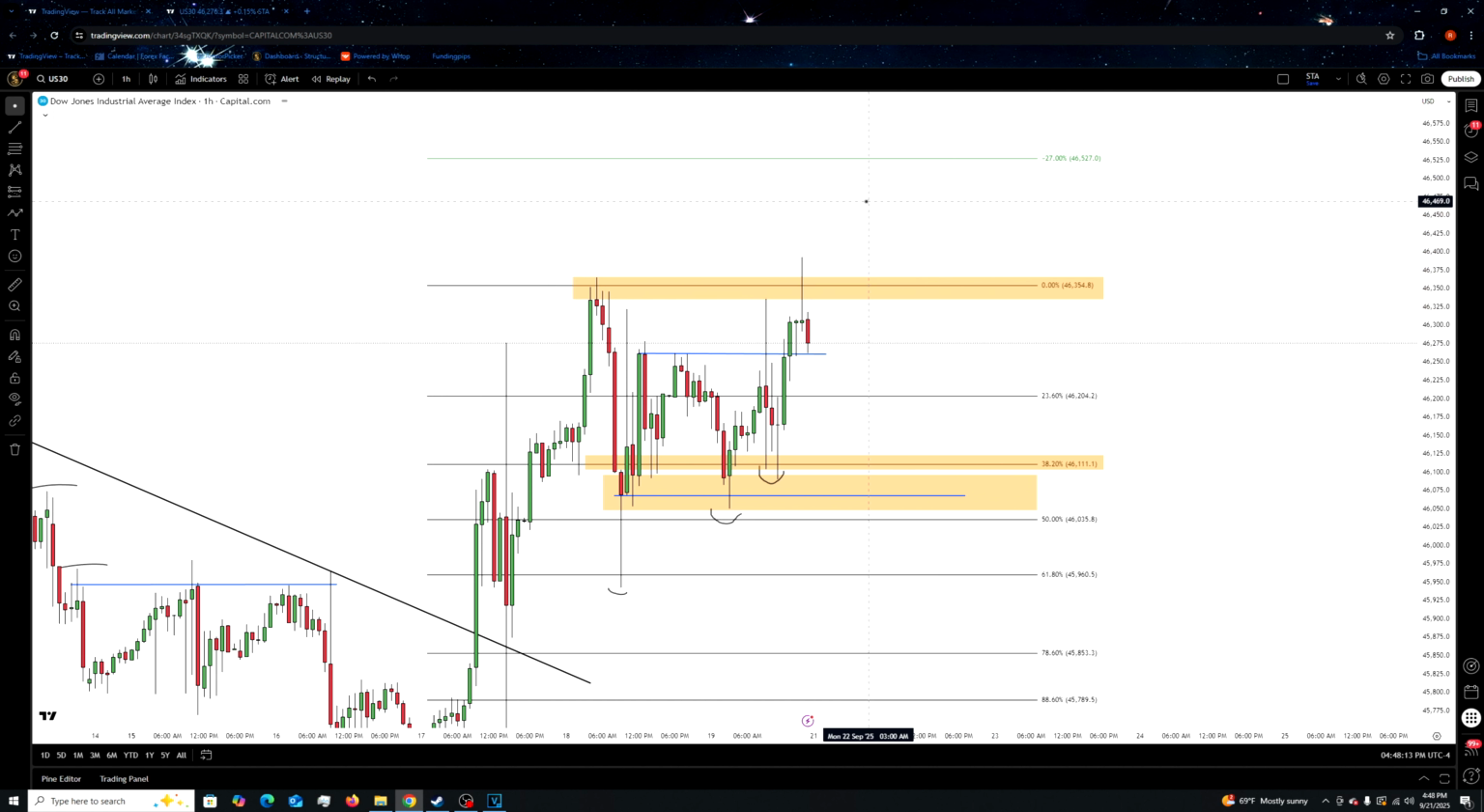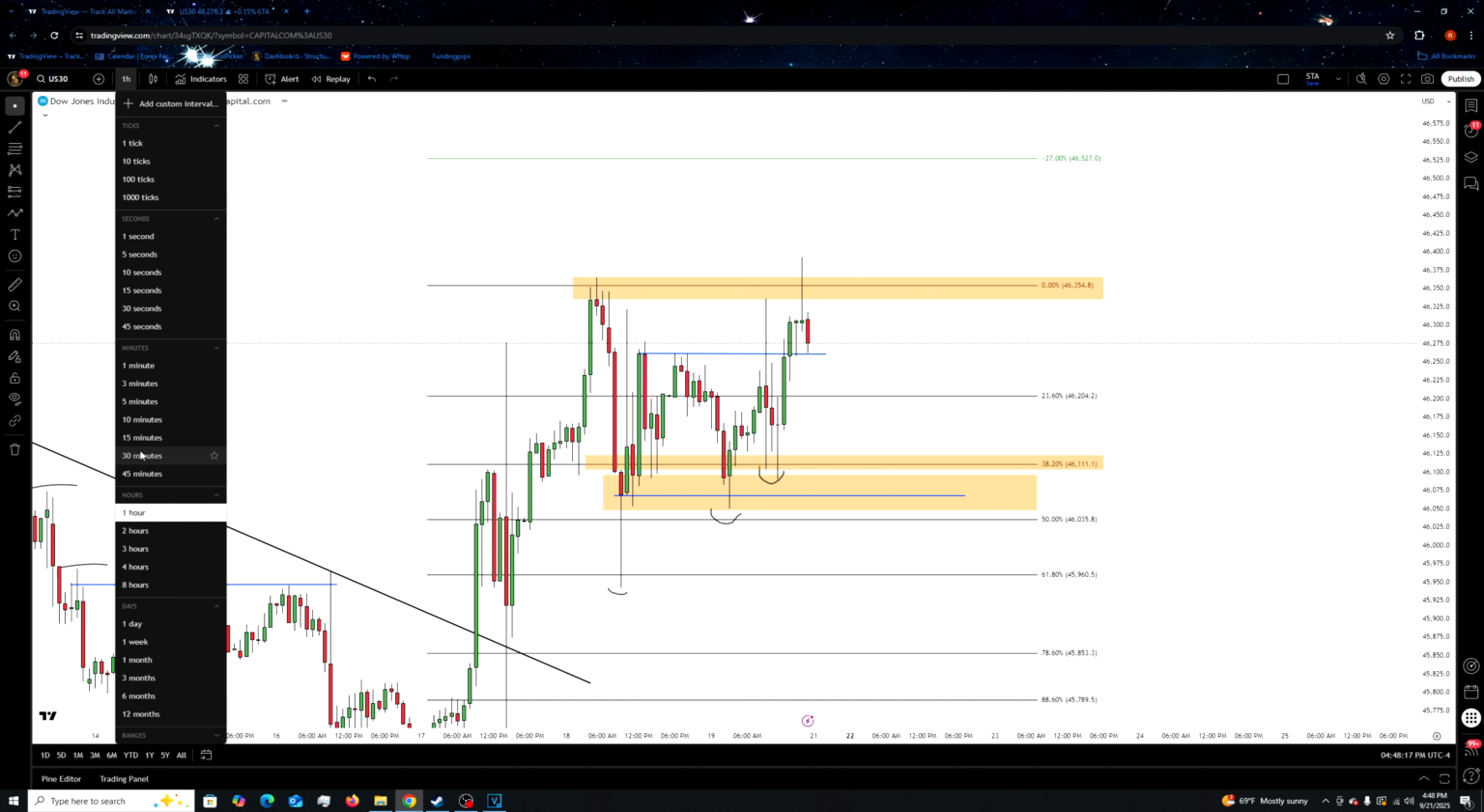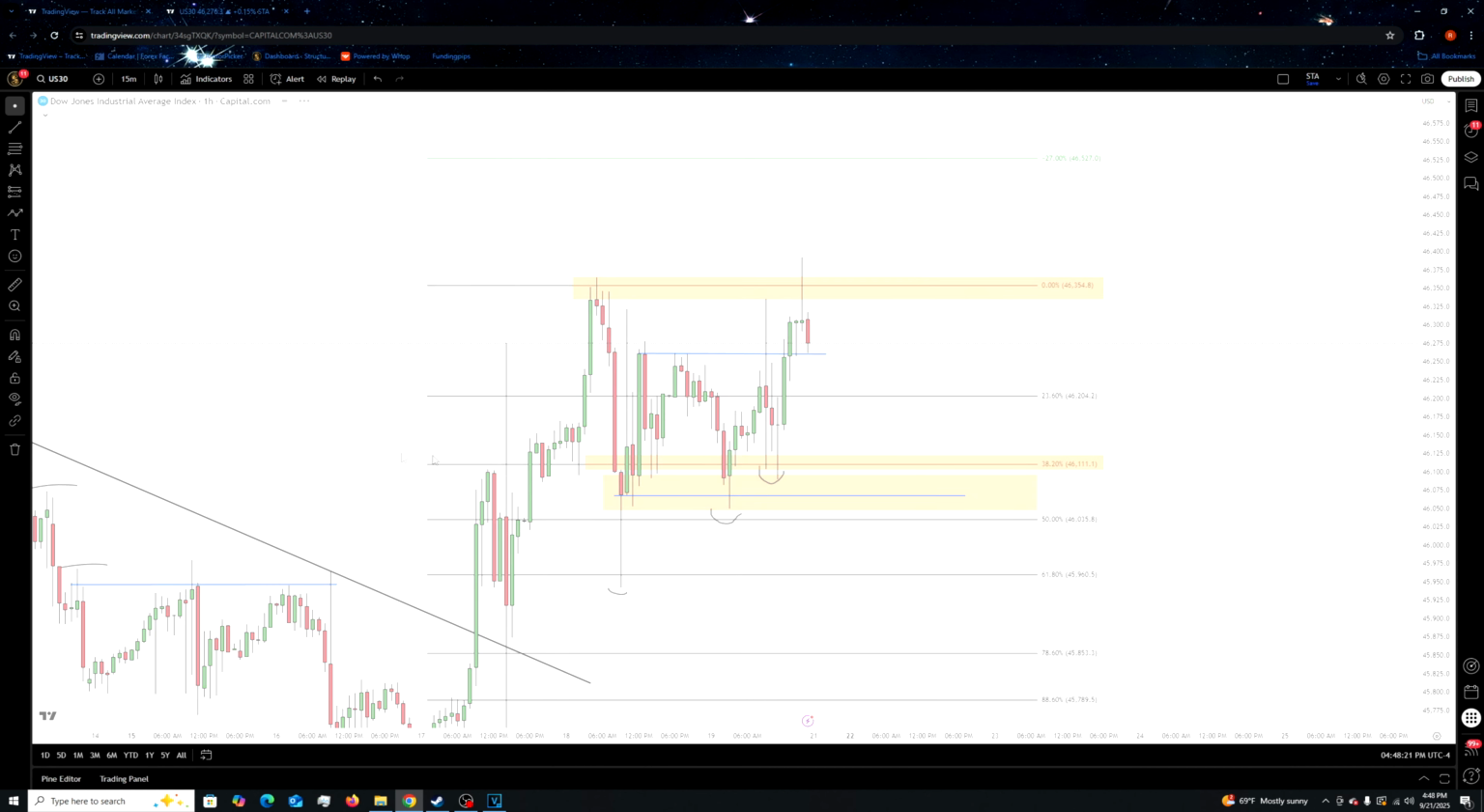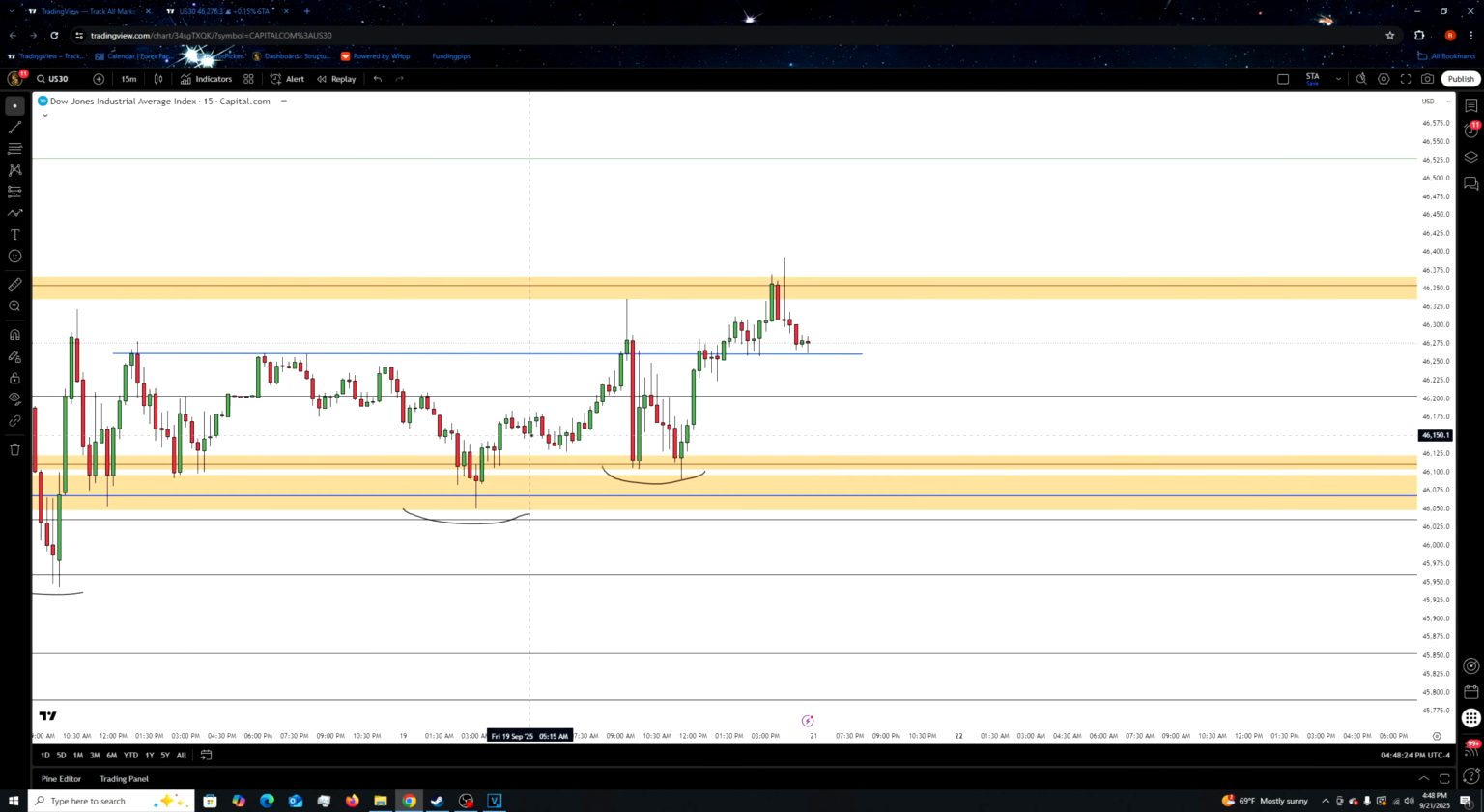All right, so that's the 1 hour time frame. We're very bullish on the 1 hour time frame. Now the M15 time frame, I like to go down two time frames lower, because the M30 would be too close to the 1 hour, so the M15 is just right for me.